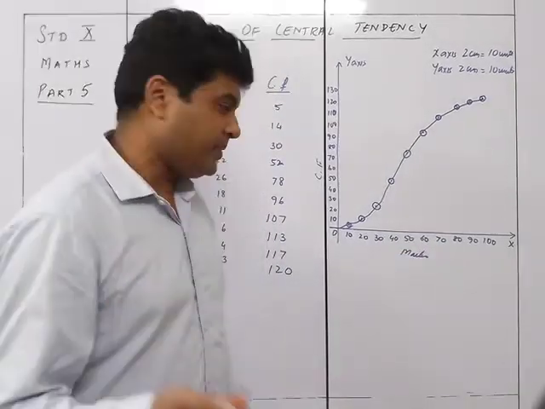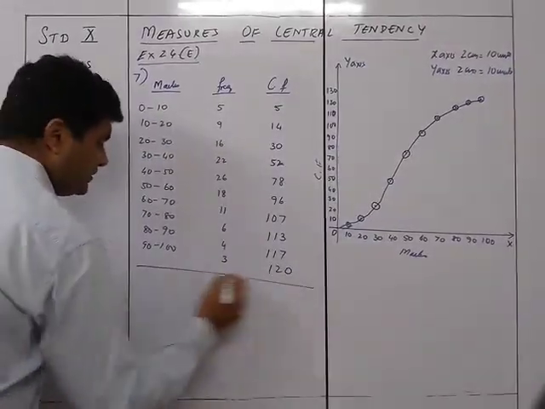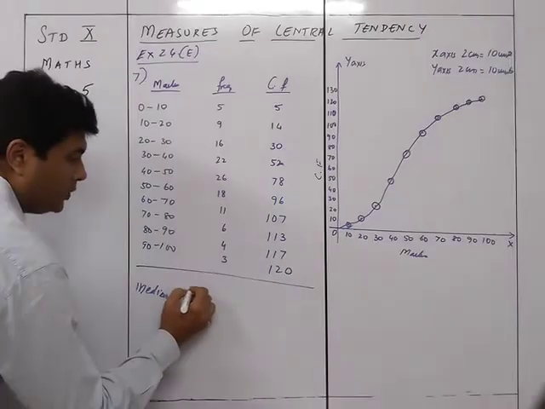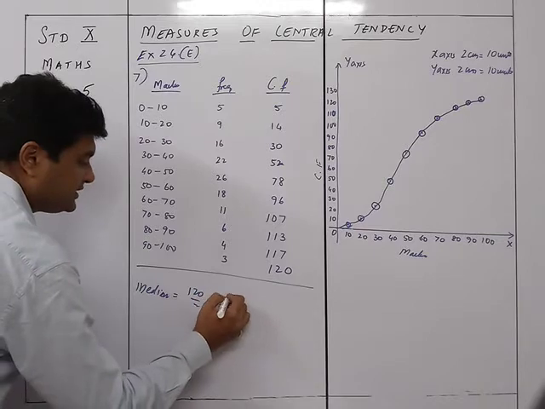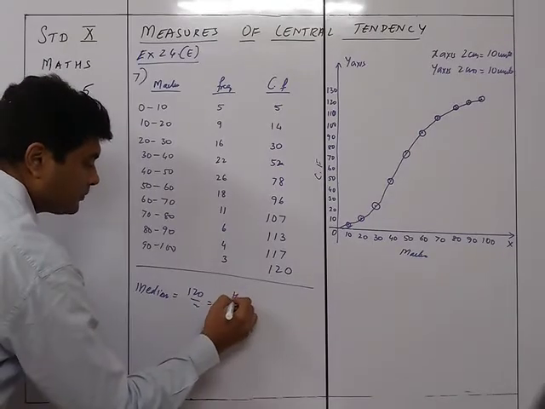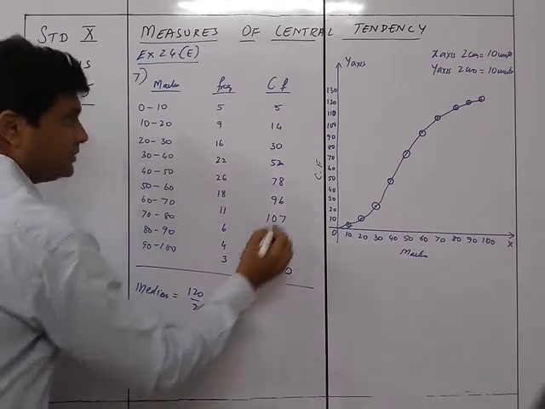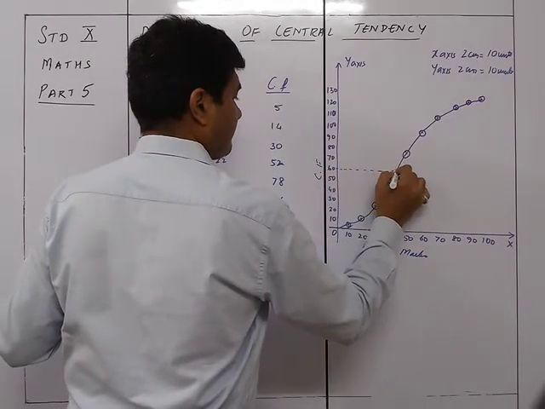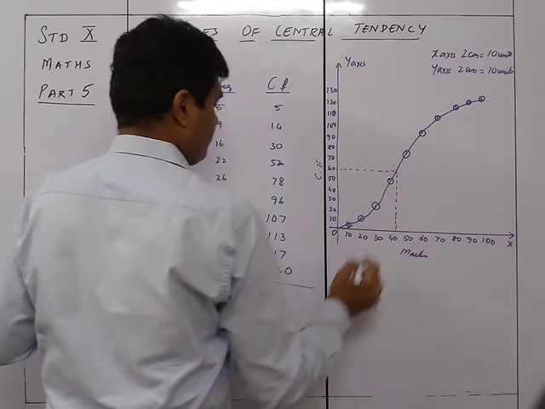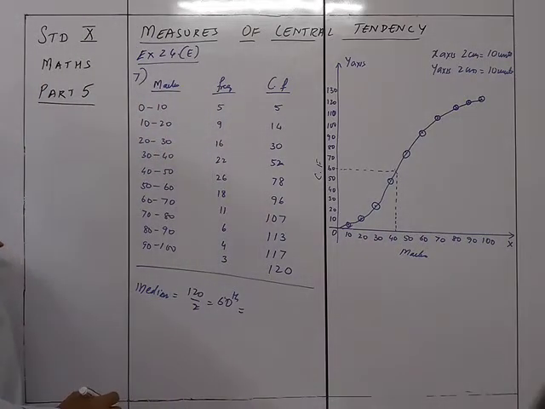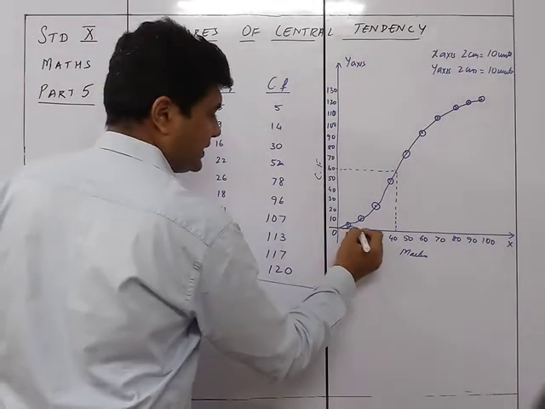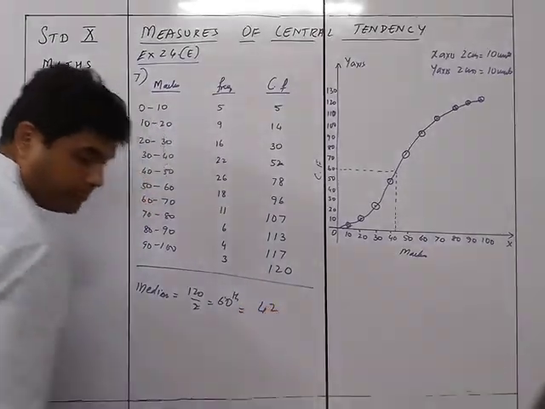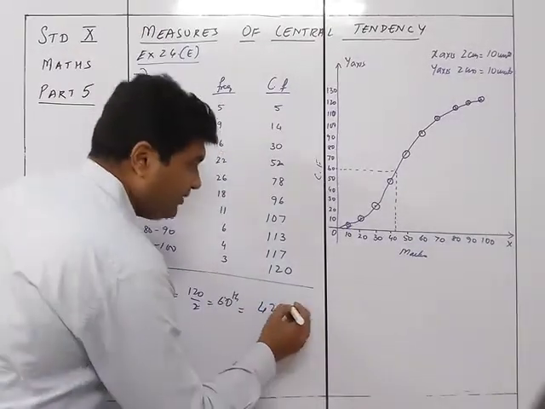The first is the median. Yes, you can find out the median. So here we know that median is equal to 120 upon 2 is equal to the 60th term. Now the 60th term will be, for 60, from here, so around 40, because these are like this, so around 42. So median will be 42 marks.